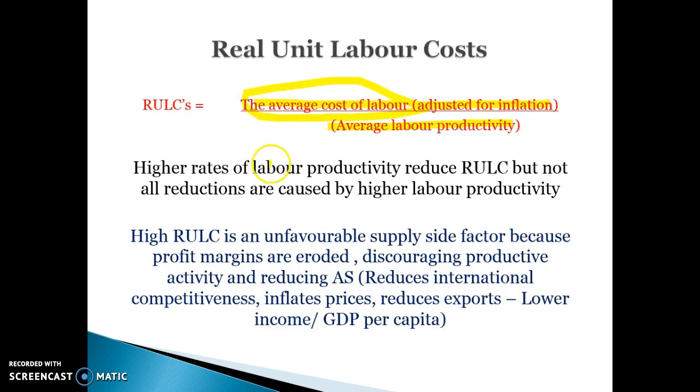Higher rates of labour productivity reduce real unit labour costs, but not all reductions are caused by higher labour productivity. Real unit labour costs may fall because labour costs have fallen. Higher real unit labour costs is an unfavourable supply side factor because it will reduce our profit margins and discourage productive activity. If this is increasing, it's going to make it more costly for businesses to produce because it's costing them more per hour.